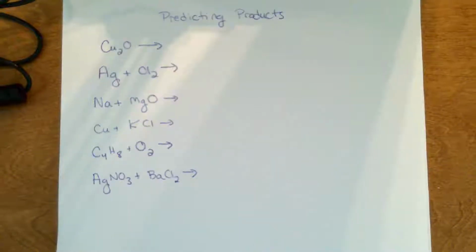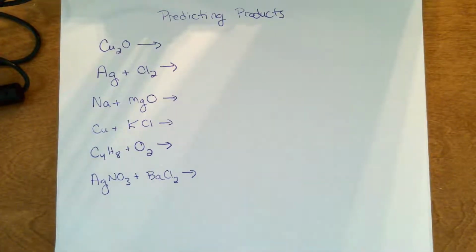Okay, so this is going to be just a brief review of predicting products of chemical reactions. When you predict products, it's really important to do a couple of things. The first thing is, before you try to write the products, look at the reactants and think about what type of reaction this is. Okay, that's the first thing.